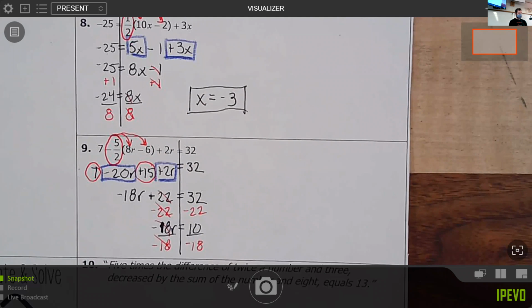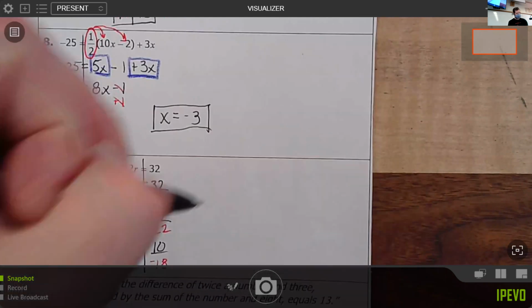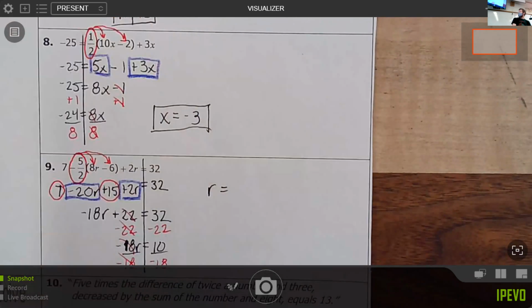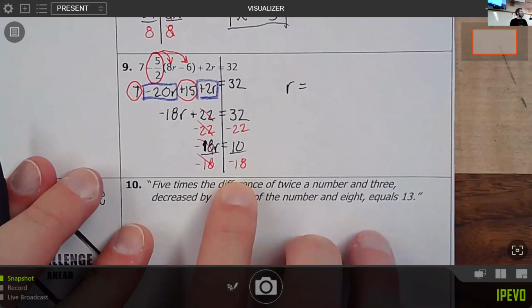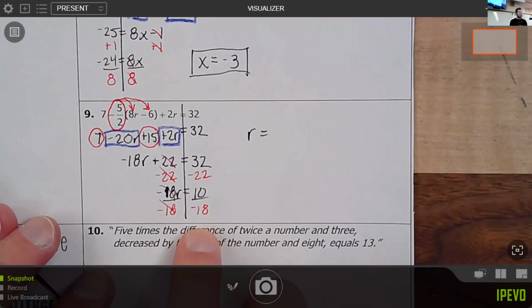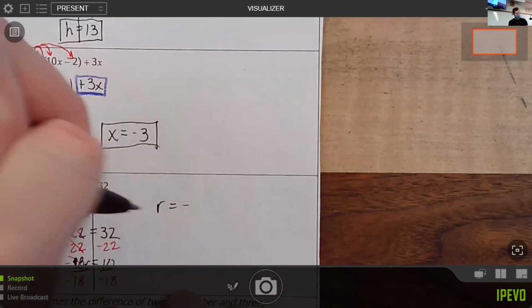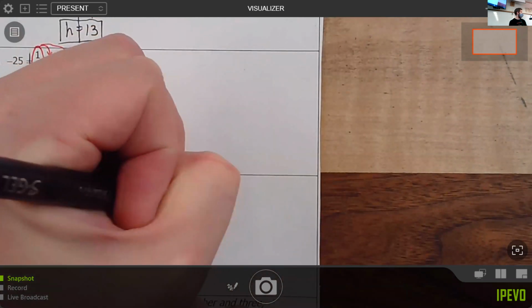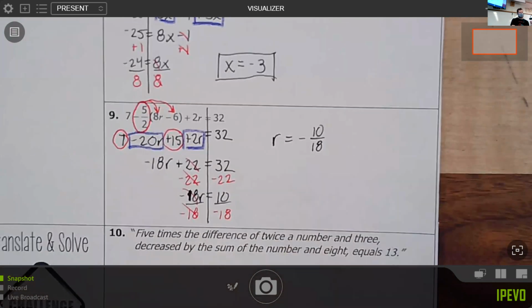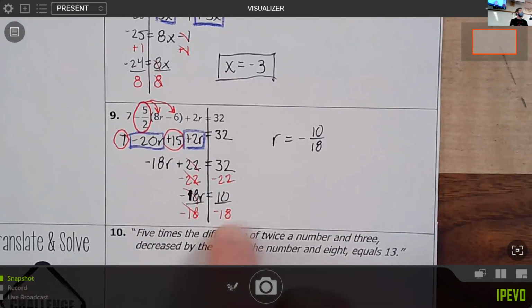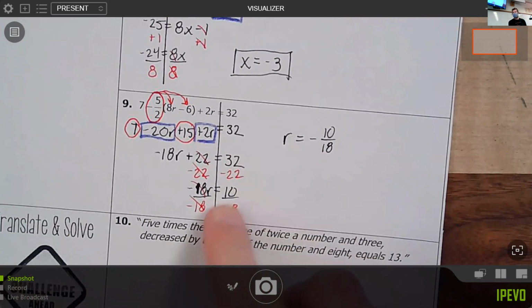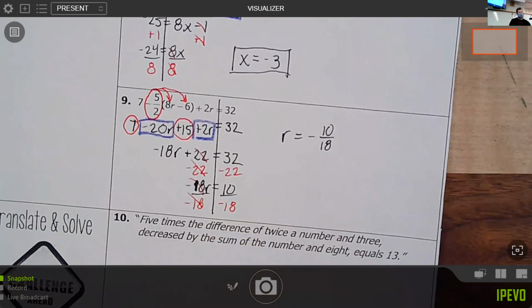So r is equal to, by the way, this negative 18 on the denominator, it doesn't matter that that's on the denominator. I'm going to rewrite this with it off to the side, like that. It could be on the denominator, it could be off to the side, it could be with the numerator. That negative doesn't really matter where that negative goes. However, am I done yet?